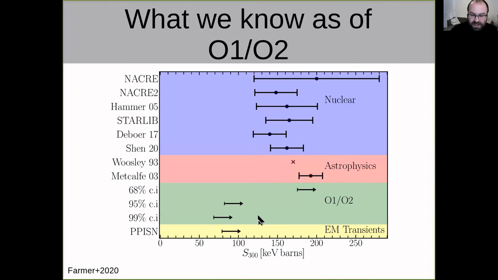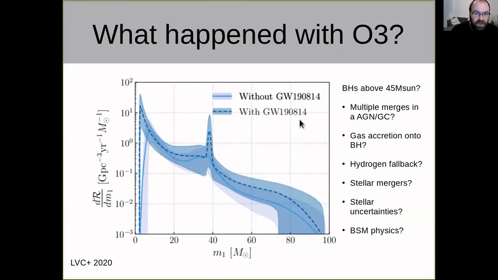So if we turn this into S factors rather than sigmas, so it's a bit more physical. In green is basically our estimates from the O1 and O2 data. So at 68% confidence, we're saying that the rate should be above about 170 keV barns, which is pretty consistent with where all the other lab measurements have been putting the rate over time. So that was with the O1 and O2 data.